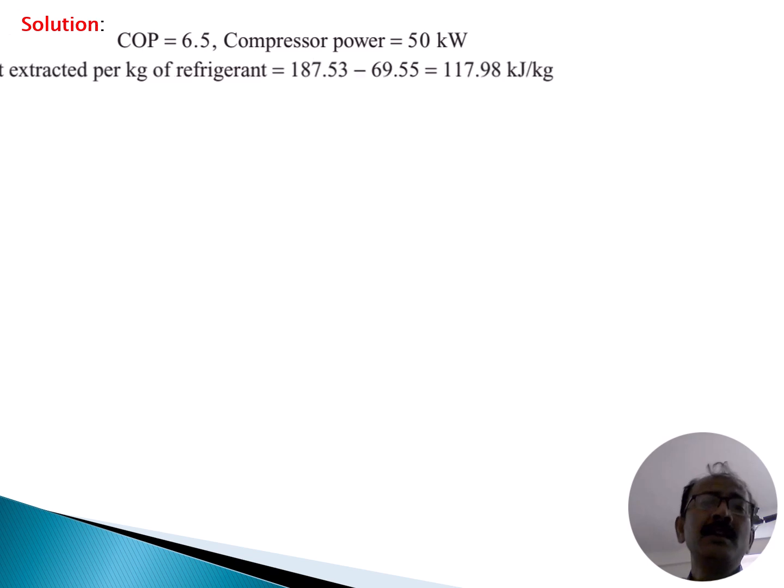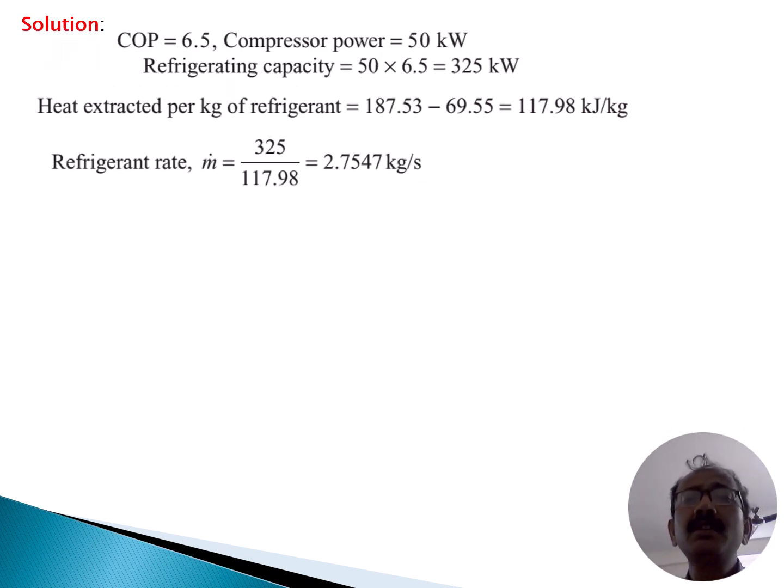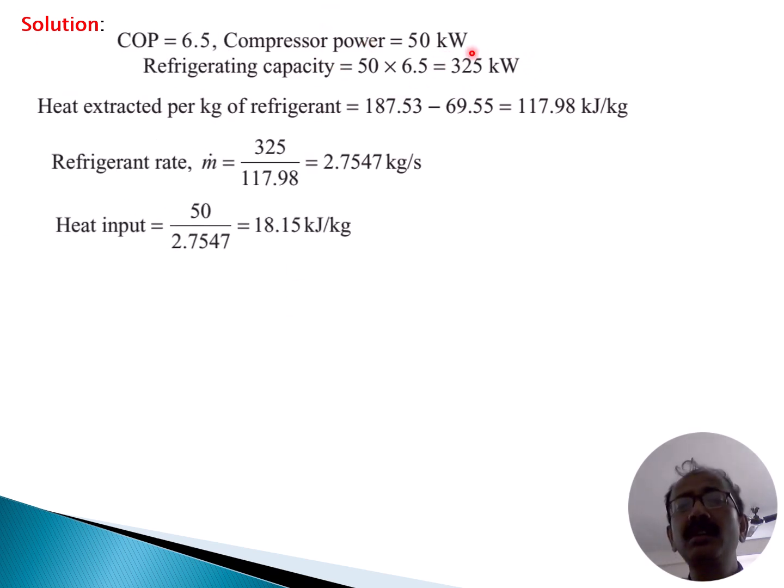Now the solution. The COP, that is the coefficient of performance, is 6.5, and the compressor power is 50 kilowatt. So the refrigerating capacity, by multiplying these two, is 325 kilowatt. Heat extracted per kg of refrigerant is the difference of the two enthalpies, and we are getting this value. Now the refrigerant rate, that is the mass flow rate, is 325, the refrigerating capacity, divided by the heat extracted per kg of refrigerant. If we divide these two, we get the value in kilojoule per second.